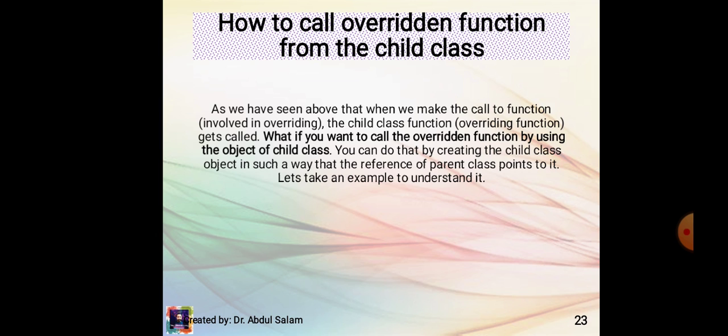How to call an overridden function from the child class? As we have seen above, when we make the call to a function involved in overriding, the child class function gets called. What if you want to call the overridden function by using the object of the child class? You can do that by creating the child class object in such a way that the reference of the parent class points to it. Let's take an example to understand it.